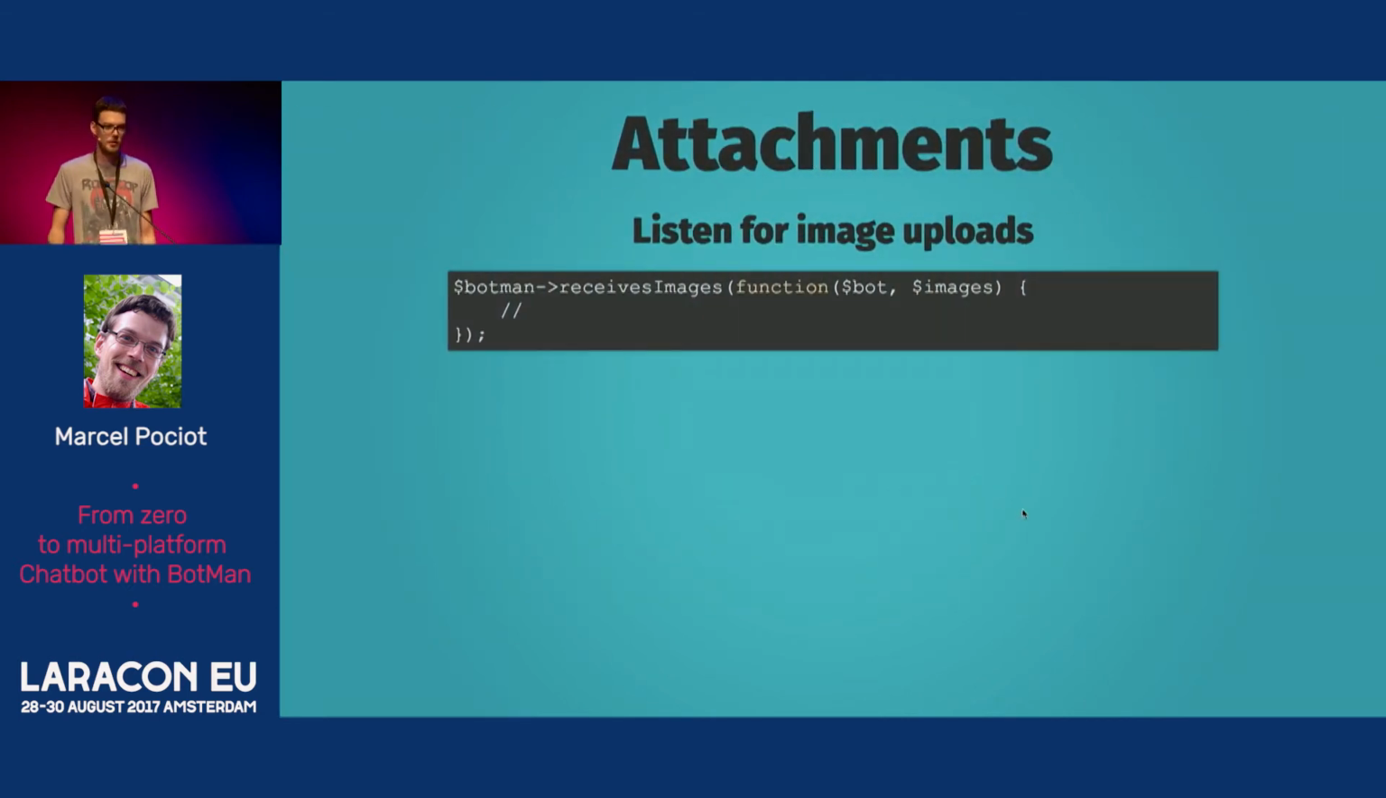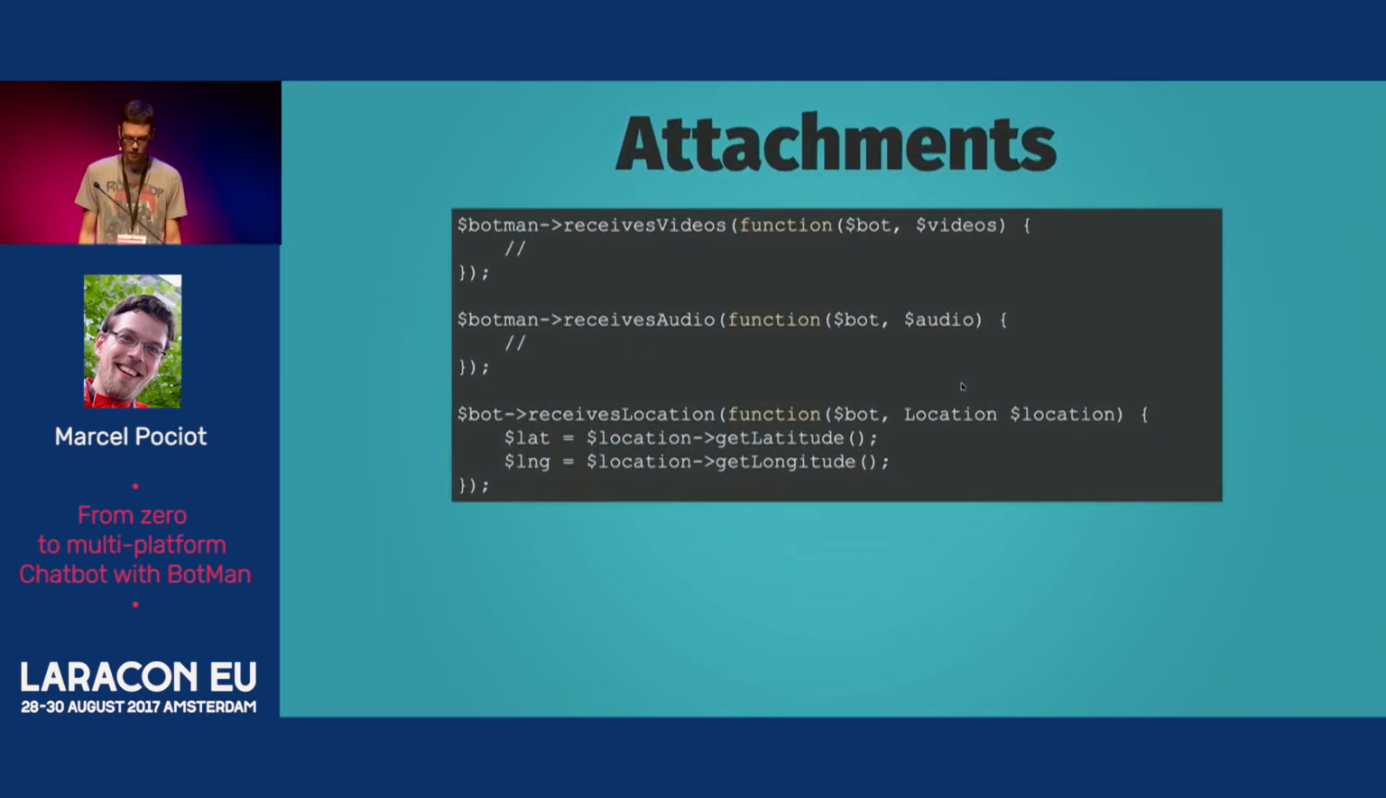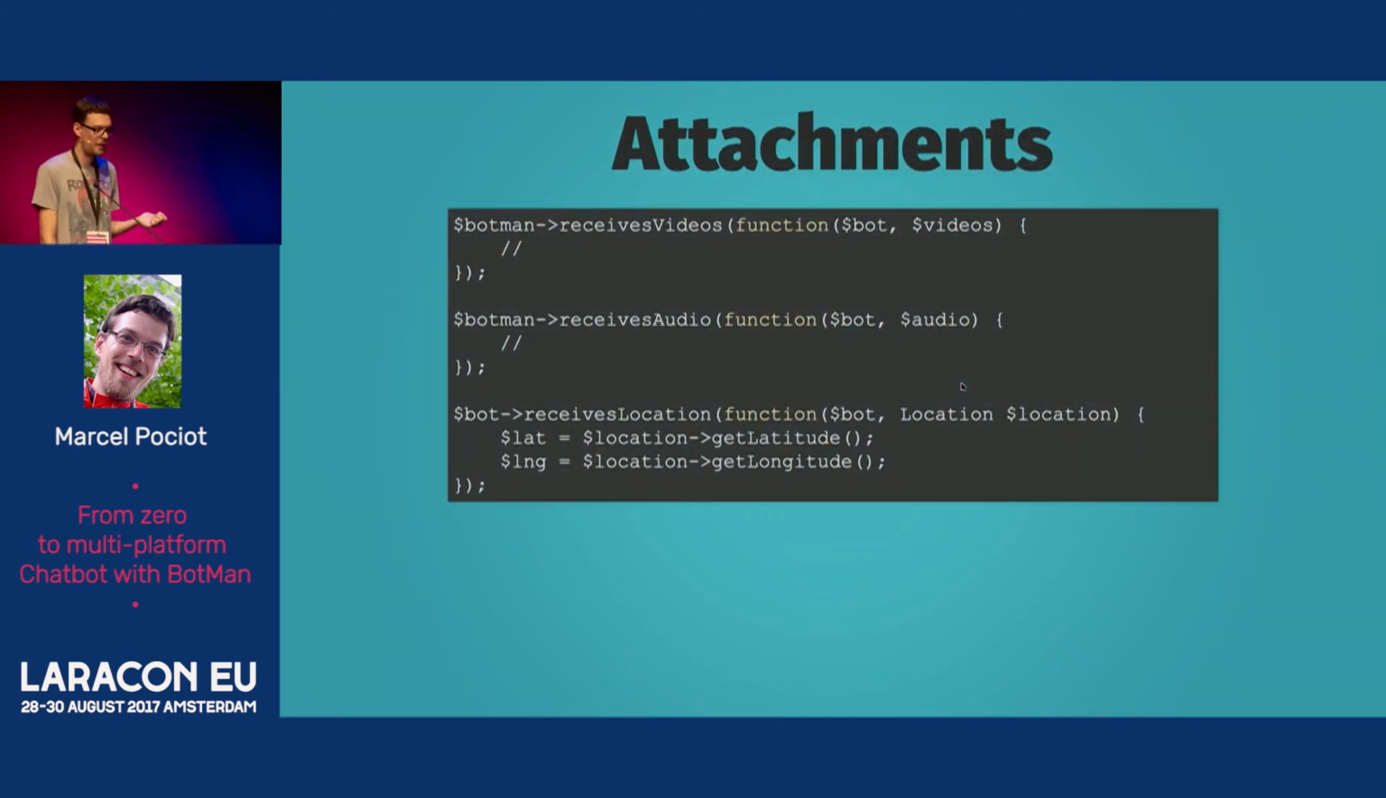And if your messaging service supports that the user sends images to you, you can also listen to images. So you could have a chatbot that accepts photos that the users take and send to the chatbot, and you can listen to the image that you receive, and you will get an array of images in the callback. Also, this depends on what the messaging service supports. It also works for videos, audio, or, I think on Facebook Messenger and Telegram, you can let the user send their location, and then you get a location object with the latitude and longitude.